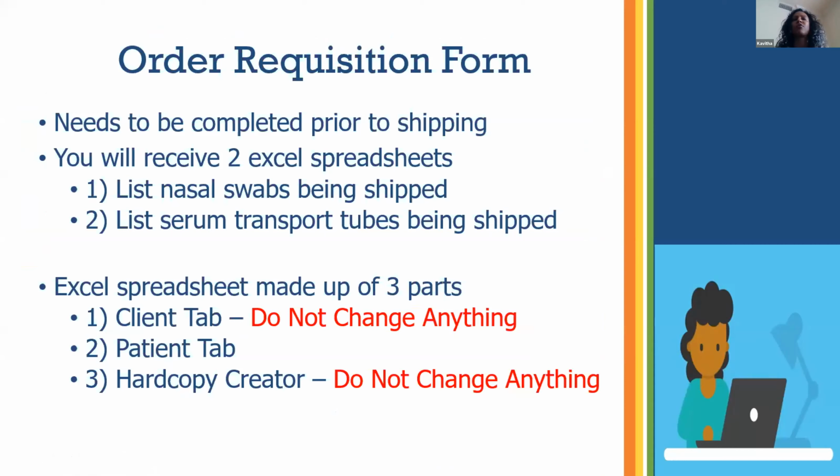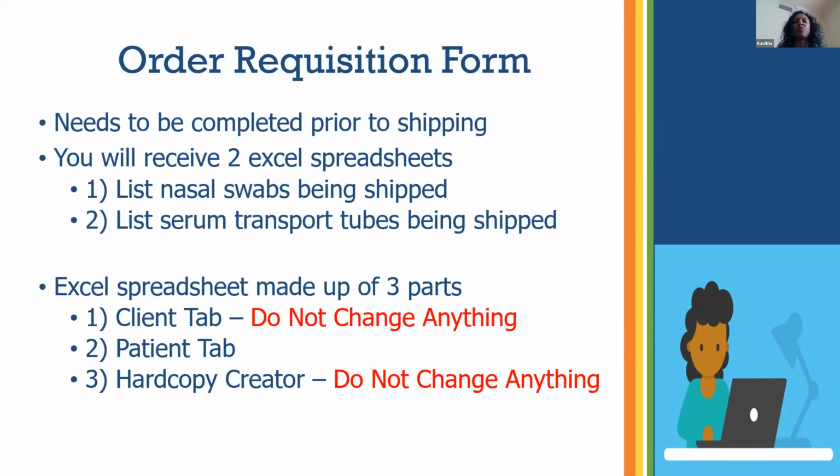This is the requisition form that we will be sending to you. I'm waiting for ARUP Lab to pre-populate some of the fields, and then I'm going to be sending it to each site. You will get 2 of these spreadsheets. One is where you would list all the nasal swabs being shipped, and the other spreadsheet is for the serum. So make sure you're using the right spreadsheet for the right sample.